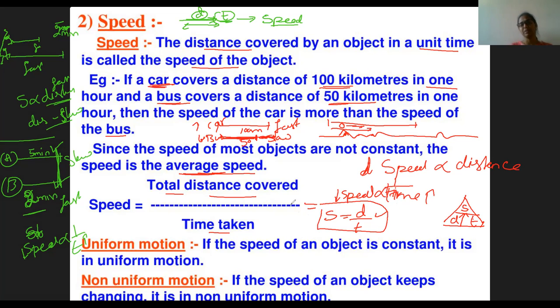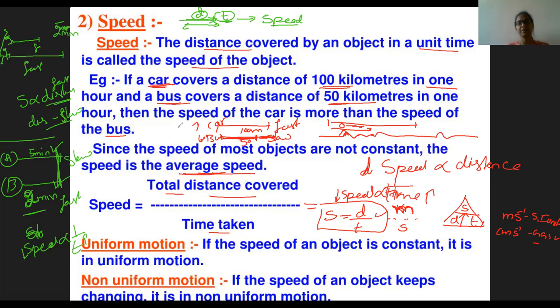So you want to write the unit. In physics, if they ask a problem, the unit is expected. What are the SI and CGS units? Distance, how are you going to measure it? Between villages, in kilometers. Between very small places, we can take meters. So meter is the SI unit of distance, and the SI unit of time is second. So you can write meter per second is the SI unit of speed. And the CGS unit is centimeter per second. So this is about speed.